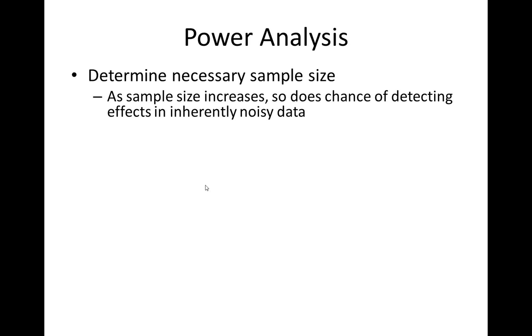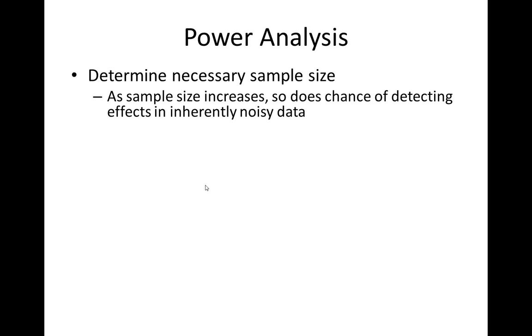Basically the general point here is that as sample size increases, so does your chance of detecting effects in what are inherently noisy data. You're always going to have variability. One person is going to have PTSD just as much as another person, but they might report it a little bit differently. So you're always going to have this variability, this noise in your data. So as your sample size increases, you can start to cut through that noise, basically.